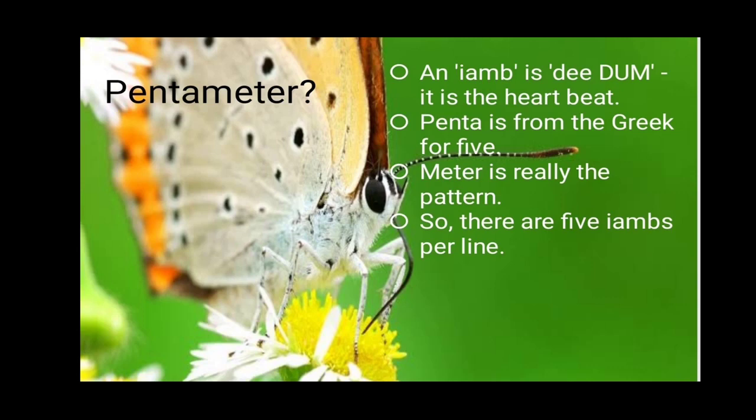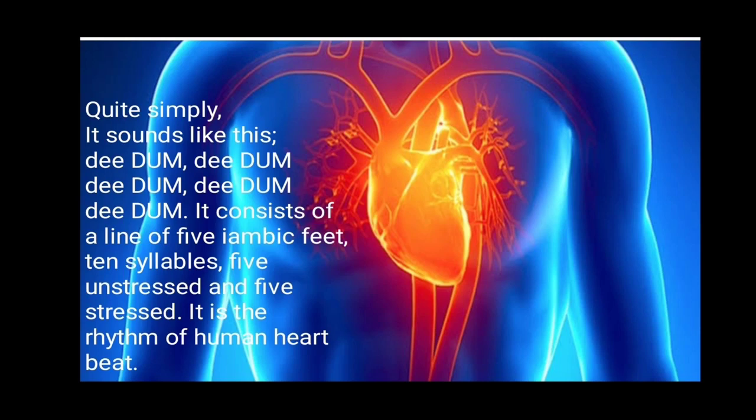Pentameter. An iamb is the dum. It is the heartbeat. Penta is from the Greek for five. Meter is really the pattern. So there are five iambs per line. Quite simply, it sounds like this: the dum, the dum, the dum, the dum, the dum. It consists of a line of five iambic feet, 10 syllables, 5 unstressed and 5 stressed. It is the rhythm of the human heartbeat.